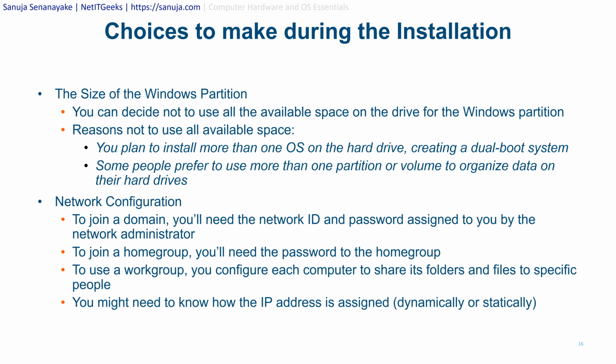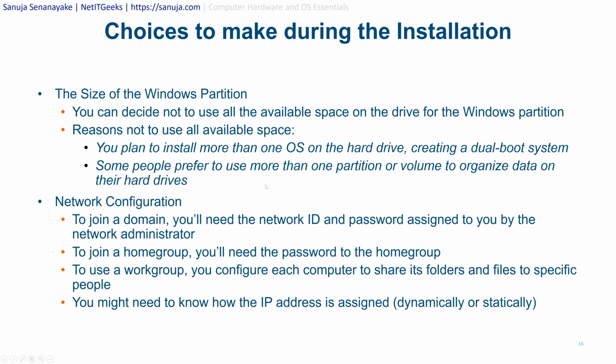Choices to make during the installation: the size of the Windows partition. You can decide not to use all the available space on the drive for the Windows partition. The reasons not to use all the available space may include that you are planning to install more than one operating system on the hard drive, creating a dual boot system. That is one of the most common reasons why you would do that.